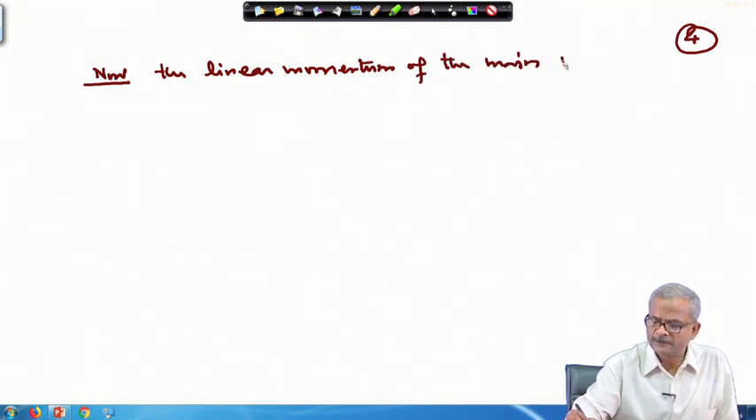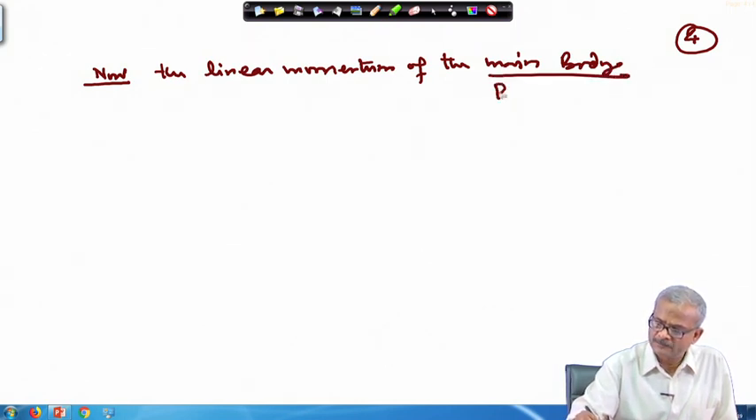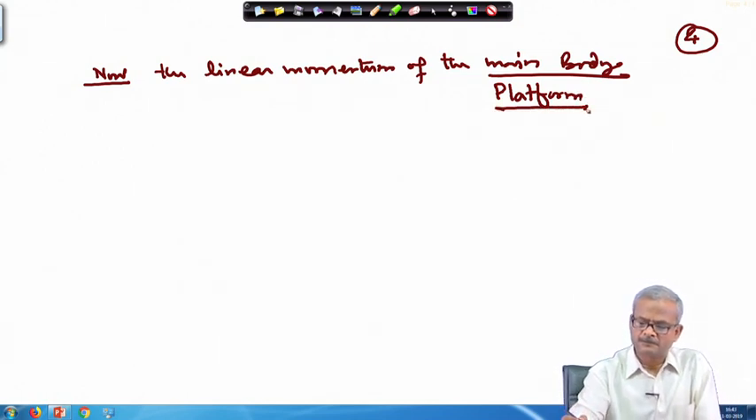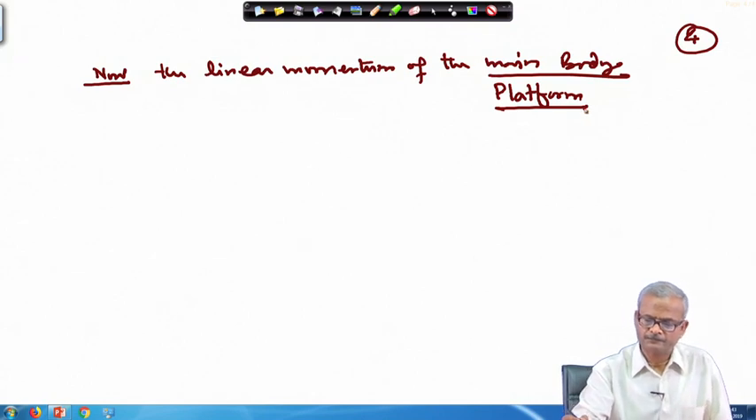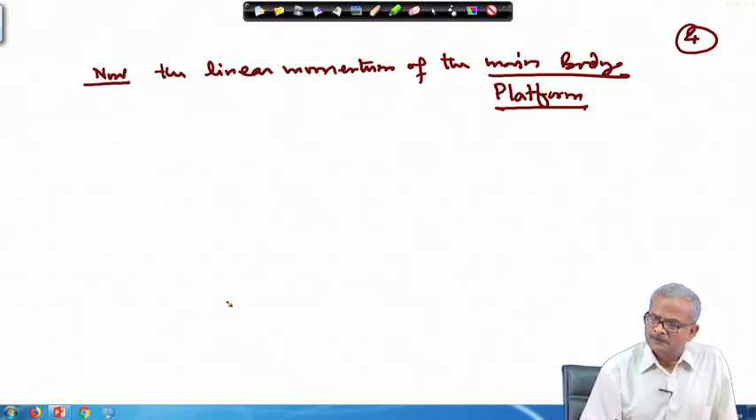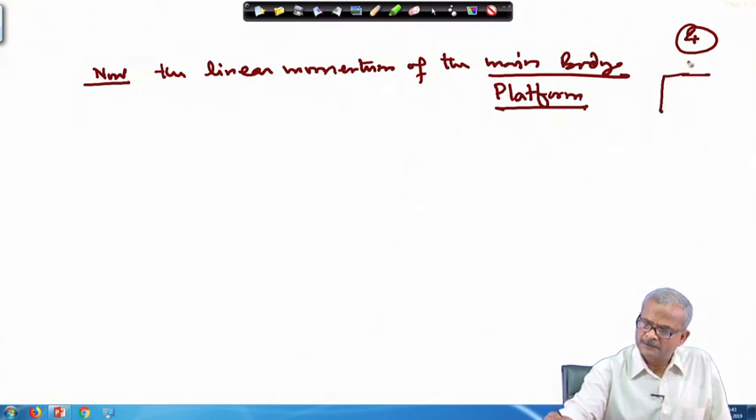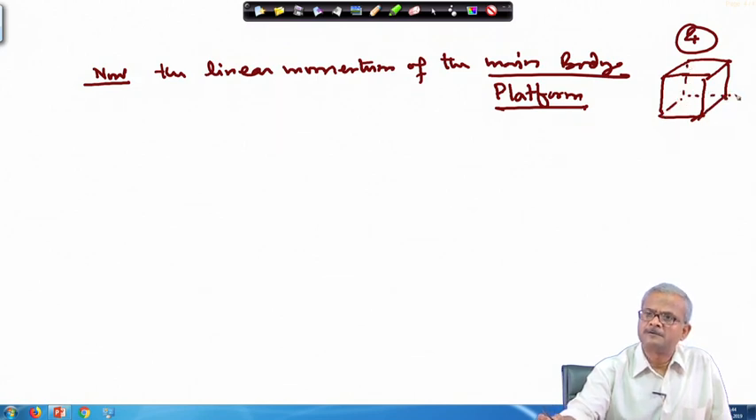Linear momentum of the main body. This main body is also called the platform. Sometimes it is also the casing of the satellite. Say this is a satellite. So this is the satellite casing.